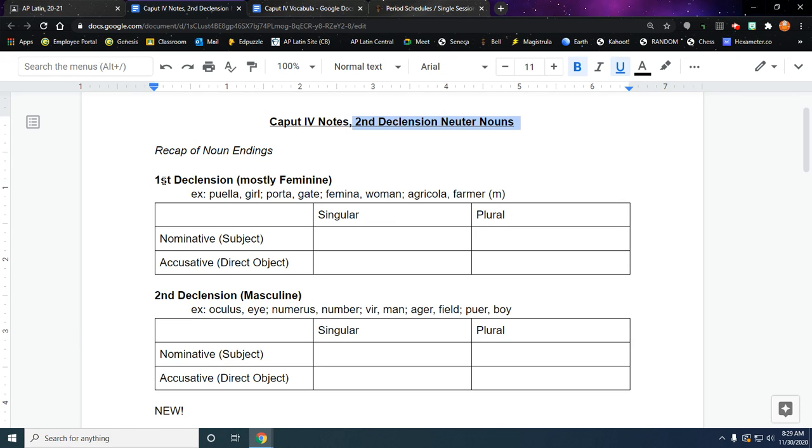All right, so we've learned that there are first declension nouns, which are mostly feminine. And I put some examples here: puella for girl, porta for gate, femina for woman, agricola for farmer, but that is a masculine. It doesn't change the endings that they get. So we know two different noun cases. We know nominative for the subject of the sentence and accusative for the direct object. And then you can express that with singular and plural. We use A for the nominative singular, which is how the nouns are all listed. We do AE if it's plural. Accusative, we do AM. And accusative plural, we do AS.